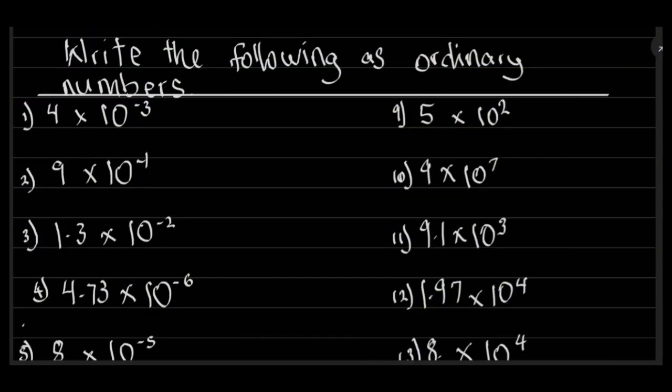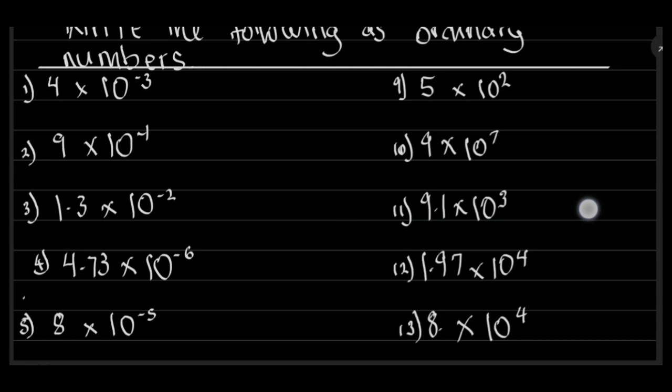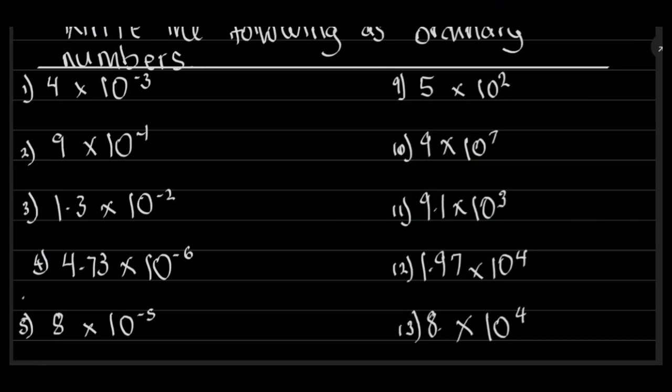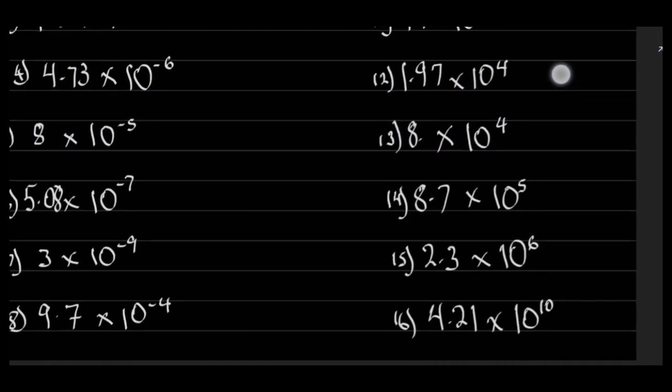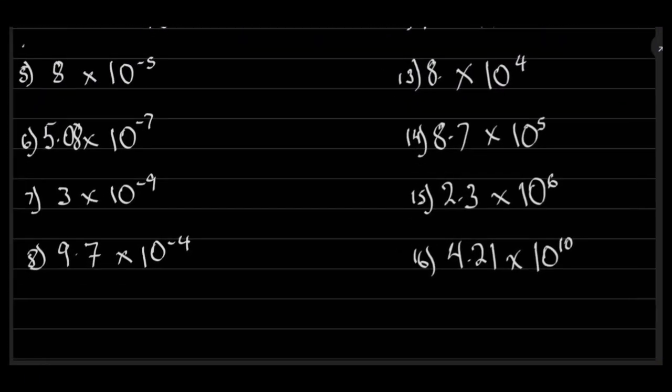Now we are to write this standard form in ordinary numbers. Again, pause the video and try this on your own. When you are done, you can compare the answers. Write them in ordinary numbers. Second screenshot. You can pause the video, come back, and then correct it. Compare the answers and check if they are the same.